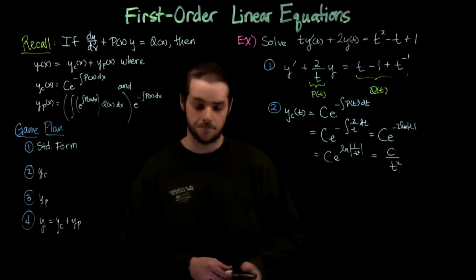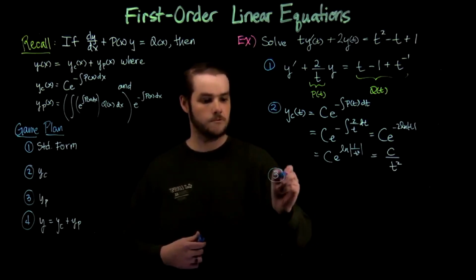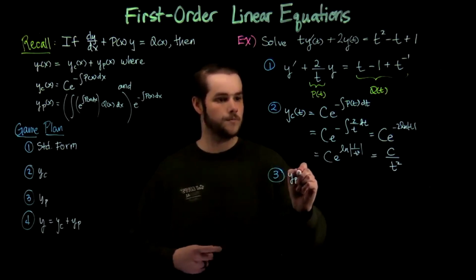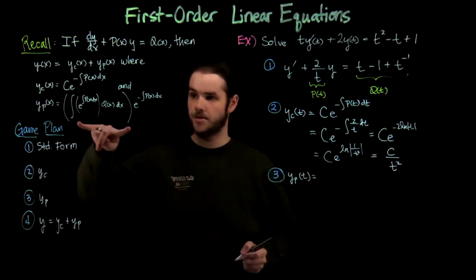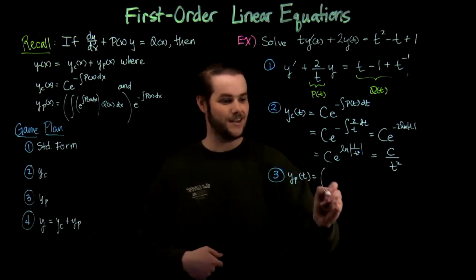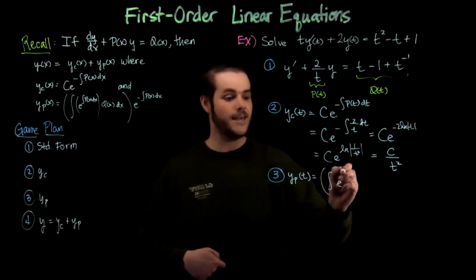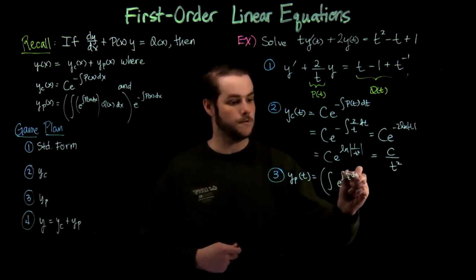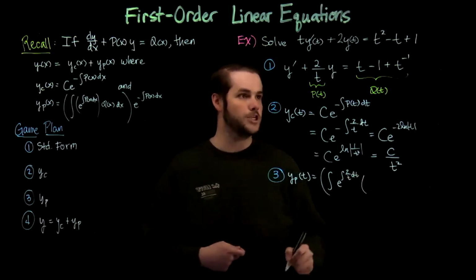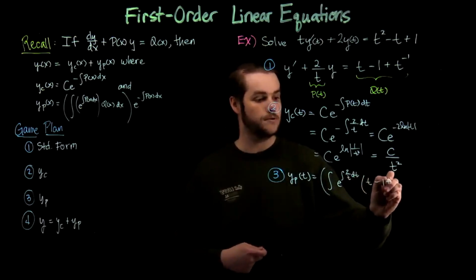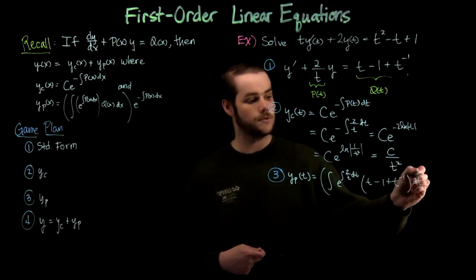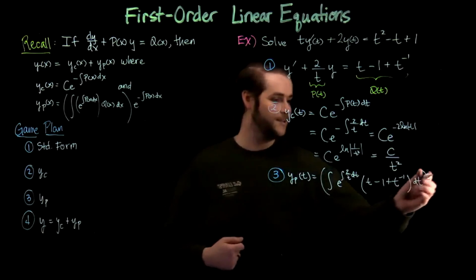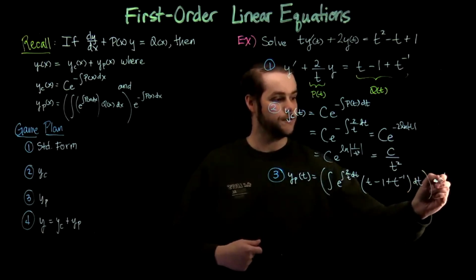Let's do the particular solution. This formula is a little trickier. I get this big ugly variable parameter. It is the integral of e to the integral p of t dt times q, which is t minus 1 plus t to the negative 1 dt. All of that times, oh, well, look at that. We just computed that guy. It's 1 over t squared.